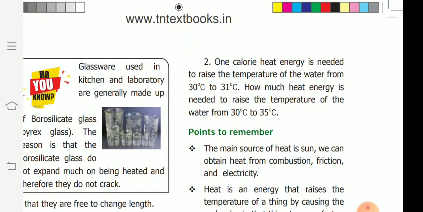Next one, 1 calorie of heat is needed to raise the temperature of the water from 30 degrees to 31 degrees Celsius. How much heat energy is needed to raise the temperature of the water from 30 to 35 degrees Celsius?